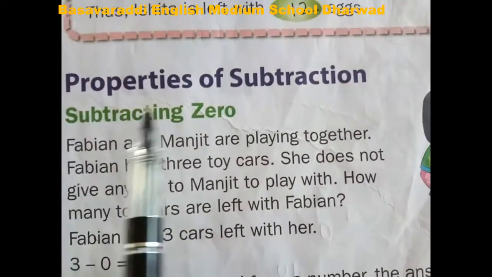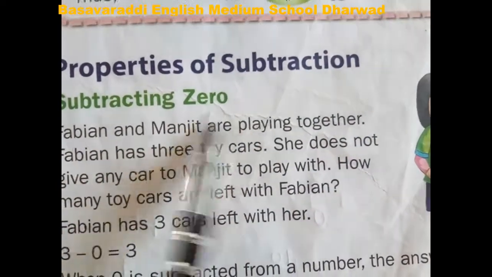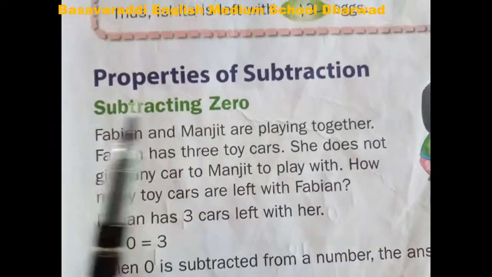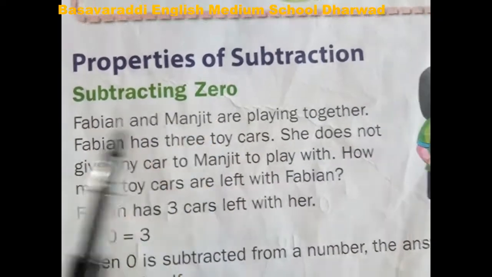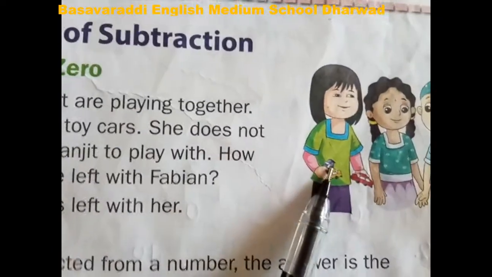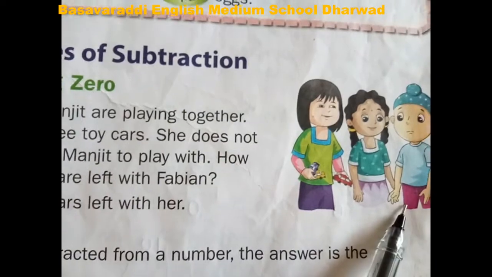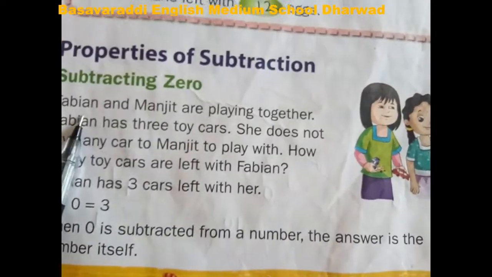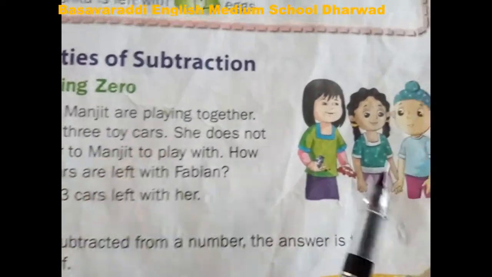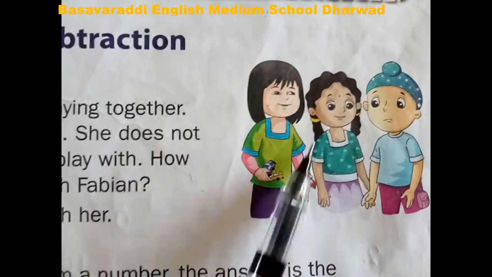Properties of subtraction. Subtracting 0. So, properties of subtraction, in that is subtracting 0. Now let us see. Fabina is here and Manjit also is here. What happened? Fabina and Manjit are playing together.